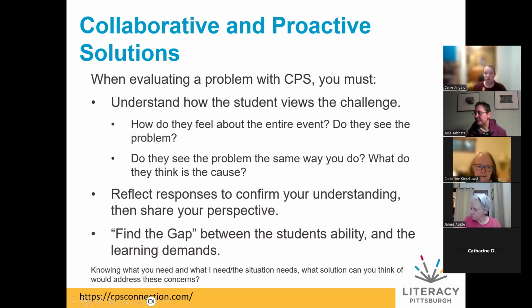Ask yourself, or ask the student, knowing what you need and what the situation calls for, what solution can you think of that would address these concerns? That way, the student is putting forward the solution first, and you can go based off of them, and that increases the buy-in in the solution as well. So both parties are invested in finding a way forward, and that improves outcomes.